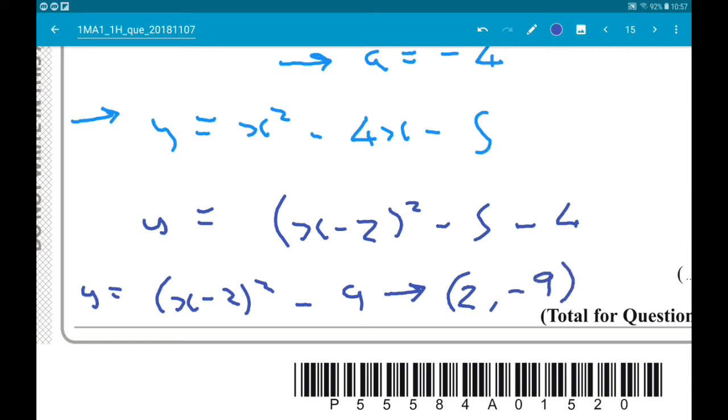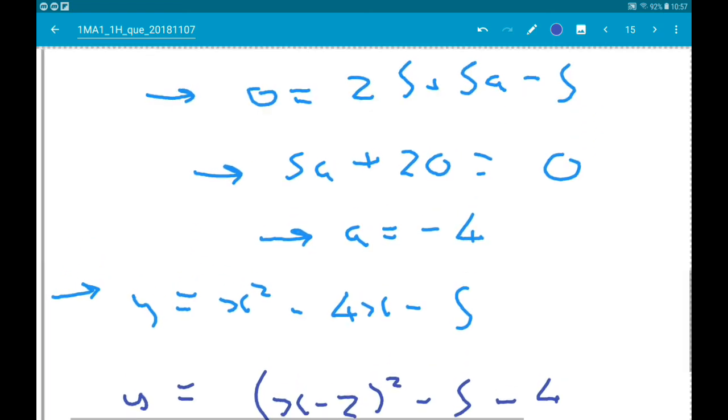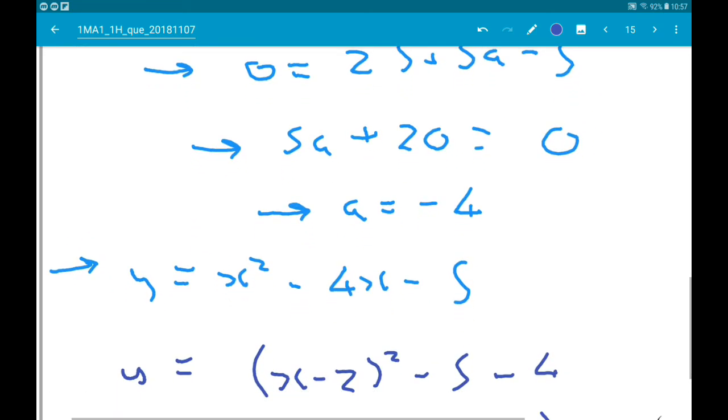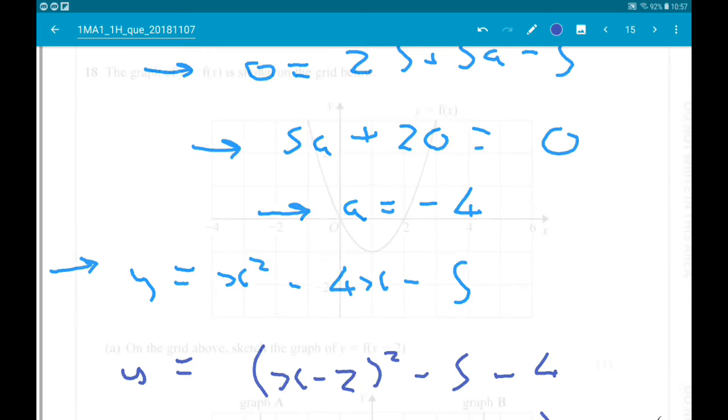If you don't like completing the square, we could also have factorized y equals x squared minus 4x minus 5, found the other x-intercept, found the midpoint between the two x-intercepts, that will give us the x-coordinate of the turning point, and then to find the y-coordinate, substitute that x value into the equation.